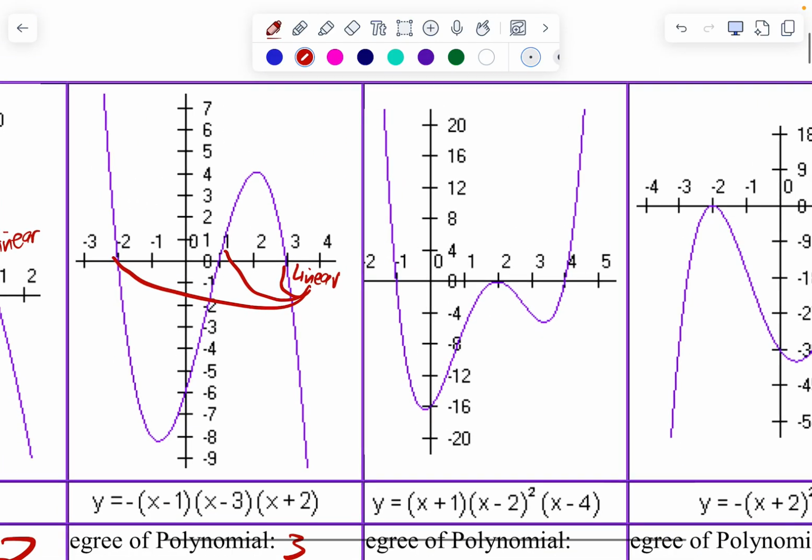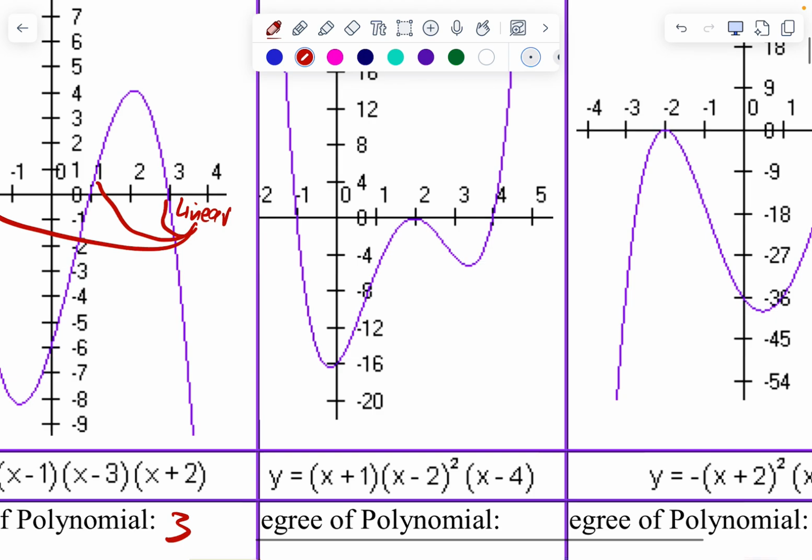Okay. What's the degree of this one? Okay, so we have x to the first, second, and first again. So that's a 4th degree polynomial. Okay, what are the zeros? I'm going to write them out this time. And how many times does -1 occur? Occurs once.